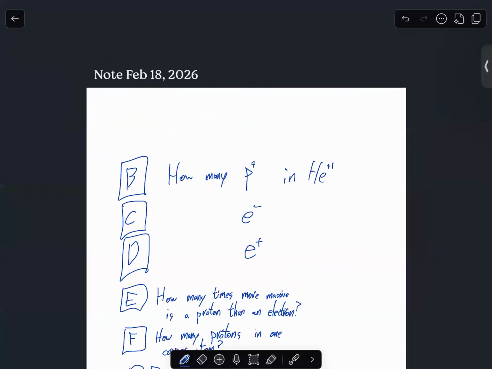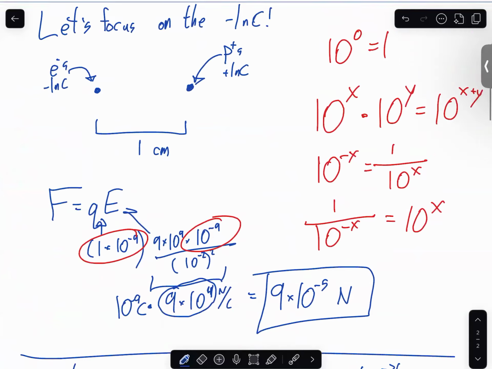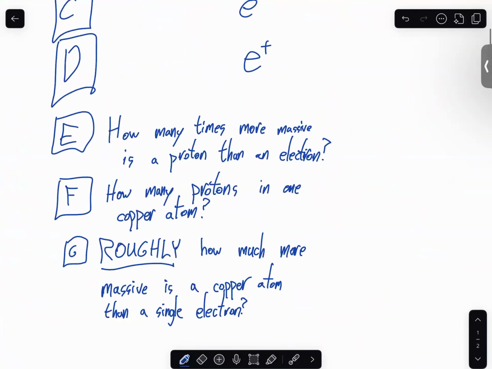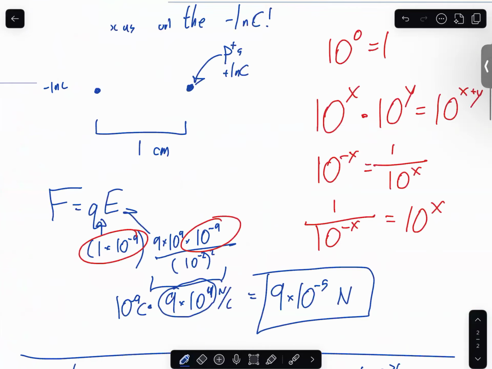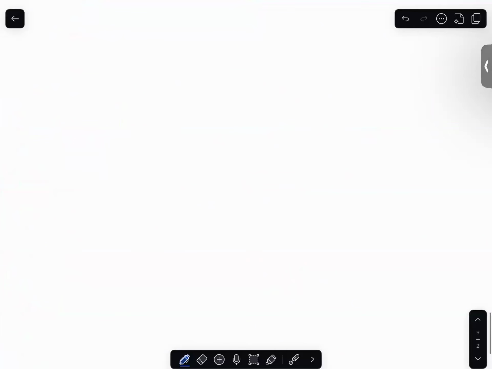Let's do some numbers. I'm going to give you my number. No, we'll skip this. No, wait, one more concept. Which is stronger? I'm not talking about direction, just the strength. 1 nanocoulomb worth of protons or 1 nanocoulomb worth of electrons?